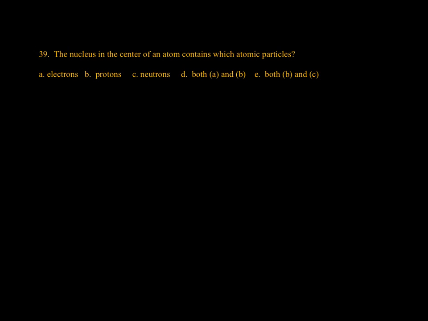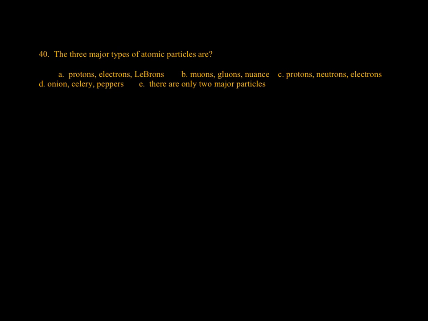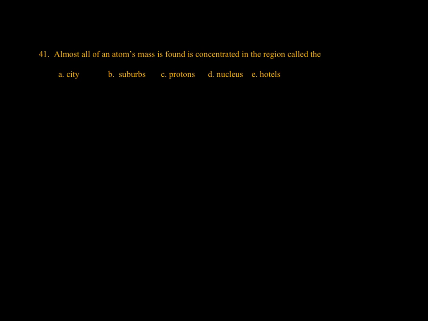The nucleus in an atom, in the center, contains the protons and the neutrons, so that would be B and C. The major atomic particles are the protons, neutrons, and electrons. The mass is found in the center, and we call that very dense region the nucleus of the atom, which contains the protons and the neutrons.